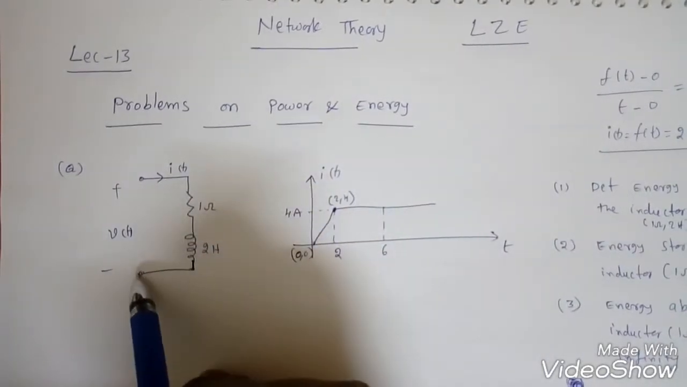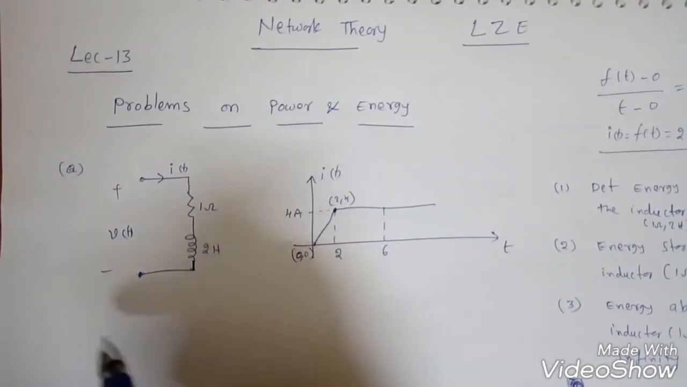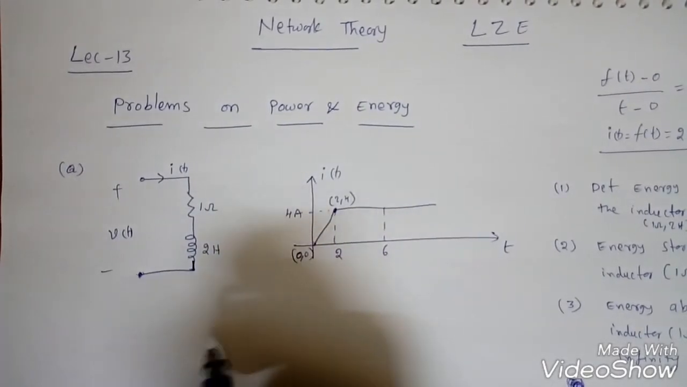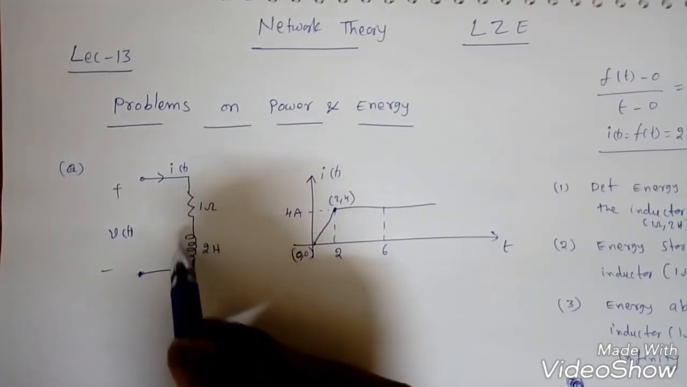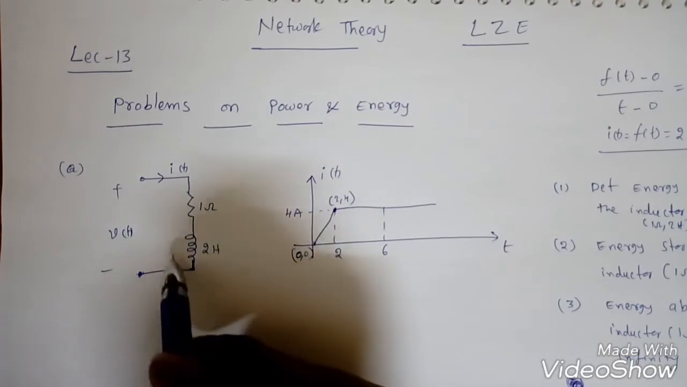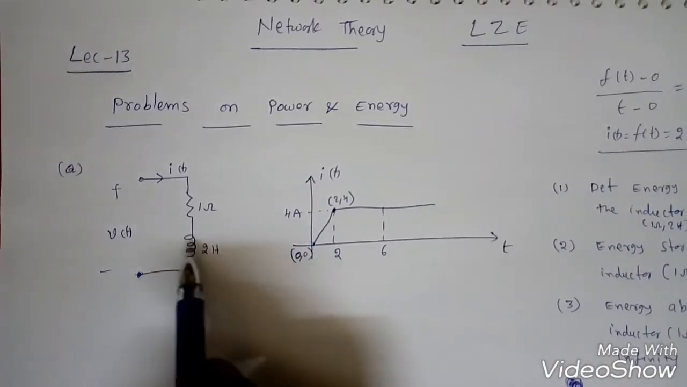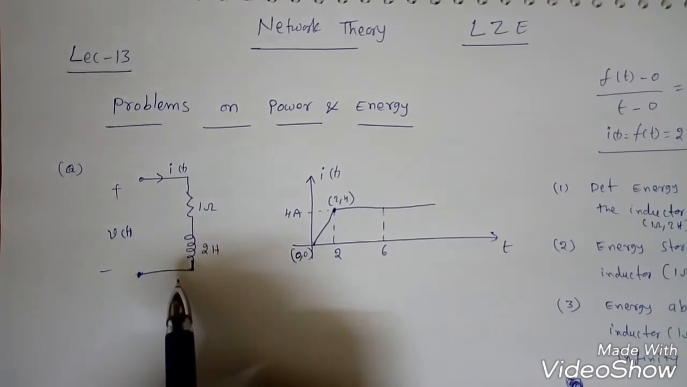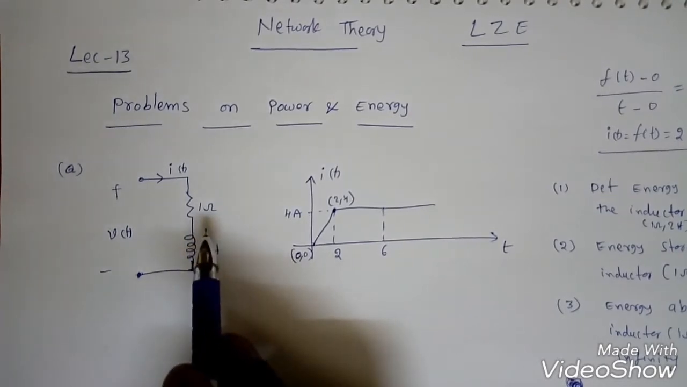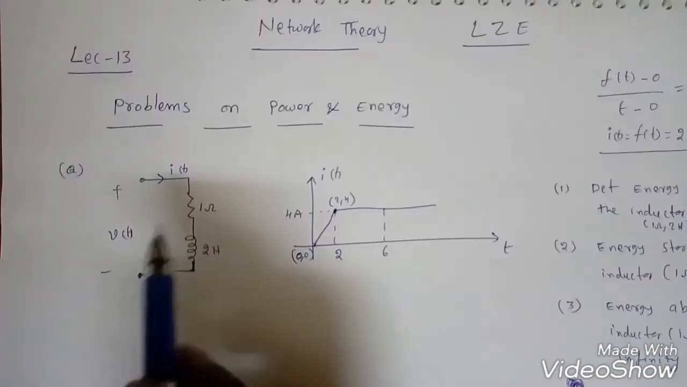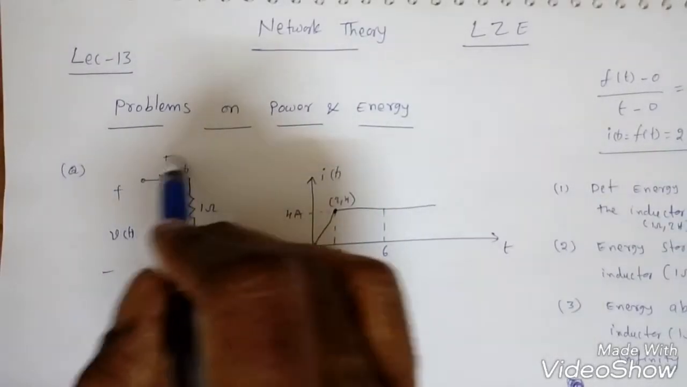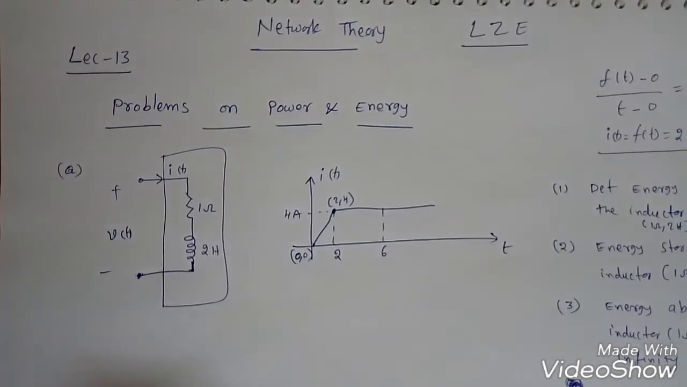There is a practical inductor. Remember, if it is ideal, it would be only 2 Henry, just an inductor. But practically, depending on the windings, it will exhibit some resistance. That is why any practical inductor will be replaced by a model like this.